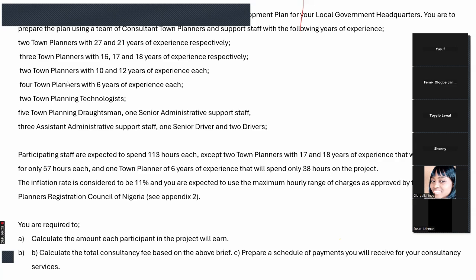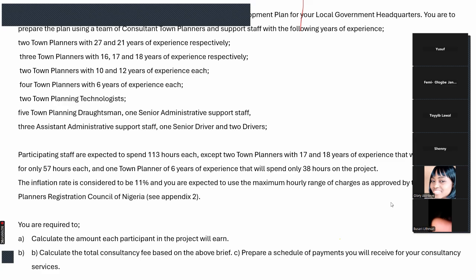So we have four town planners with 6 years of experience. Four of them are in the same rank, they have 6 years of experience. So out of these four, one of the four will only spend 38 hours, while the other three will spend 113 hours. That is the total number of hours that is expected for the project.